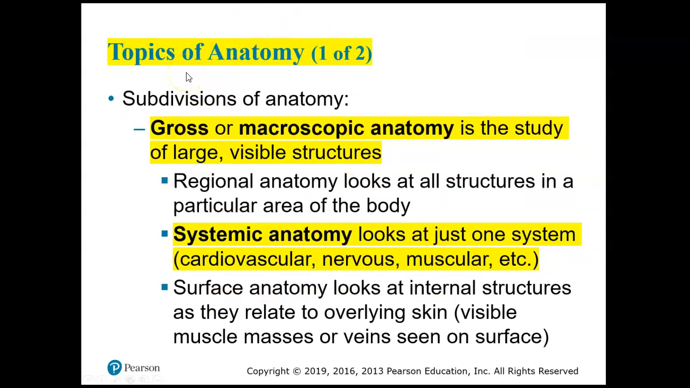The topics of anatomy are divided into gross or macroscopic anatomy. This is the study of large visible structures that you can see without a microscope. And we focus on studying anatomy through the approach of systemic anatomy. And systemic anatomy looks at just one system at a time. So we go through all the body systems in this course. But we do start with some review chapters. Chapter 2 is on chemistry, Chapter 3 is on cells, and Chapter 4 is on tissues.